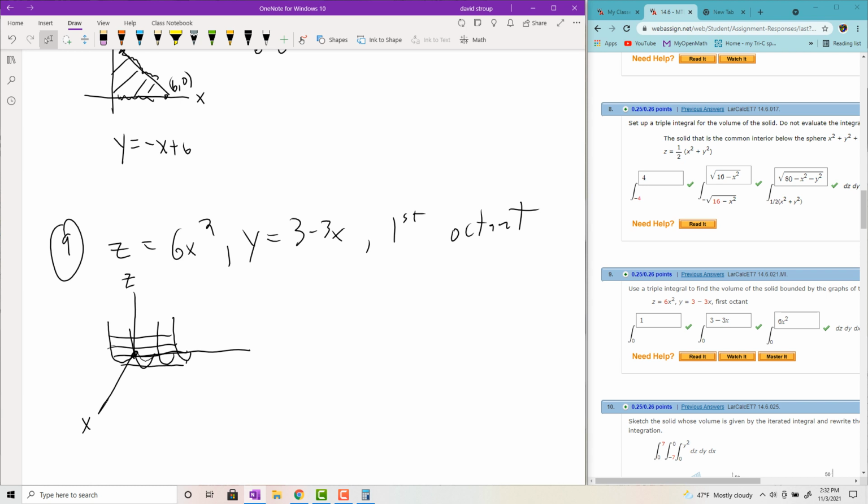And the plane y equals 3 minus 3x. Well, where is that? That has a y-intercept at 3. So 1, 2, 3-ish. And then down 3 over 3. So it's going to be like this. And so we're kind of looking for the region underneath this parabola. Maybe if I put it in a different color, that would help.